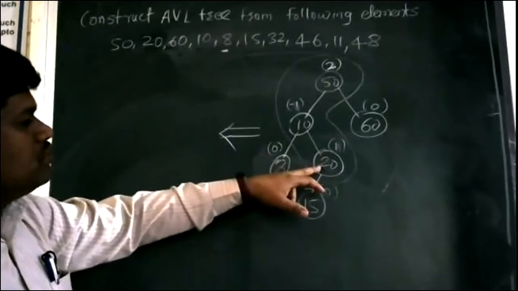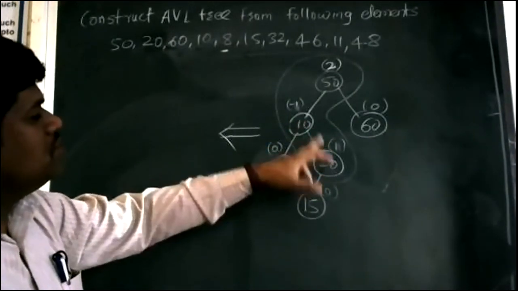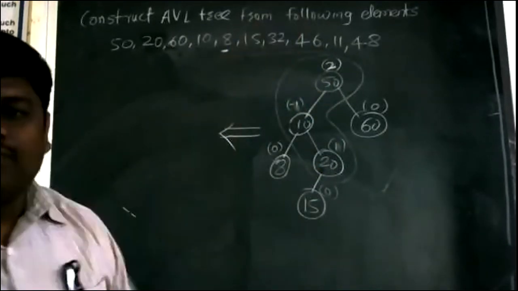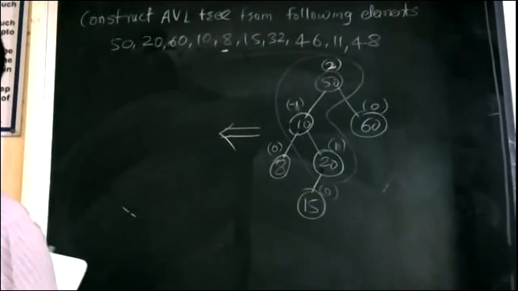So 20 will take the ownership of 10, and after that 50 will be replaced by 20. 20 will take the ownership of 50. Now, what will be the final tree? So I'm explaining the final tree.